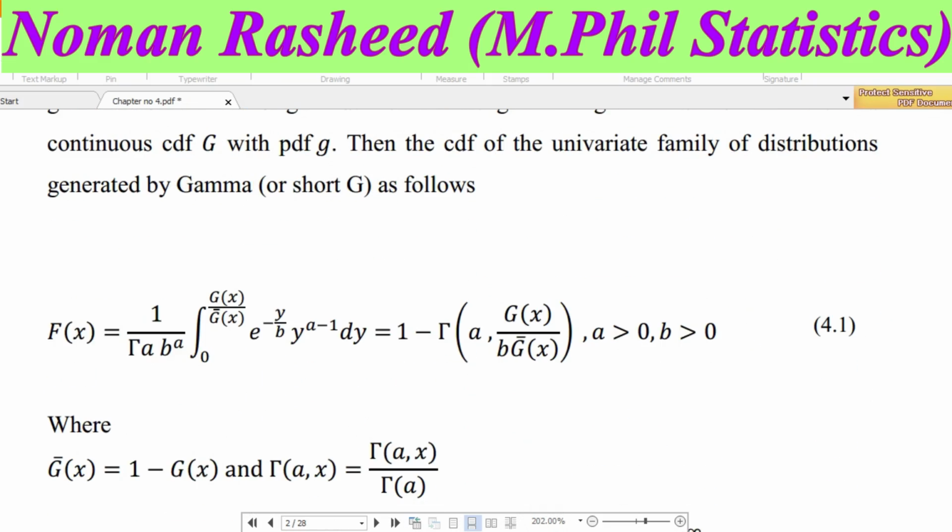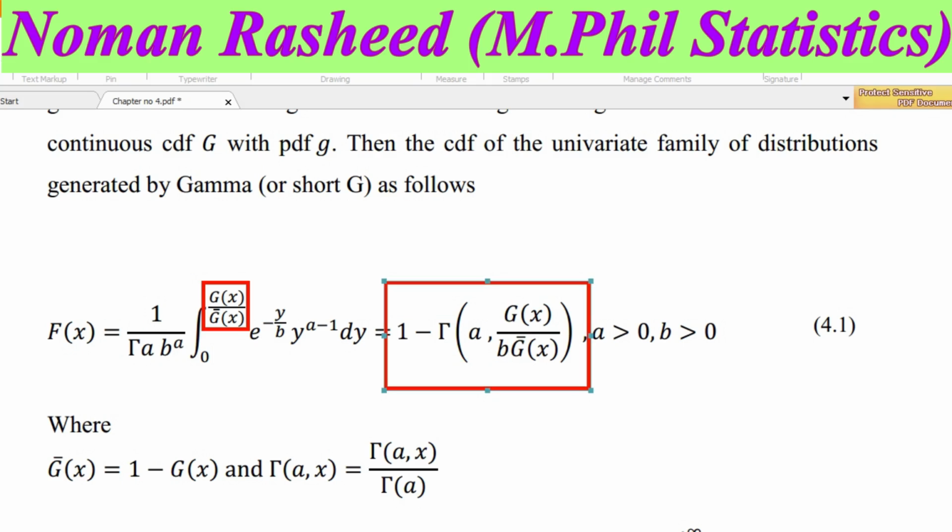So they proposed a new distribution. For the CDF of the distribution, they use the upper limit as Gx and the ratio of the survival function. So the CDF of the new distribution is 1 minus gamma A, Gx over G bar x, B. There are two additional parameters, namely A and B. A and B are both shape parameters, and both are non-negative quantities.